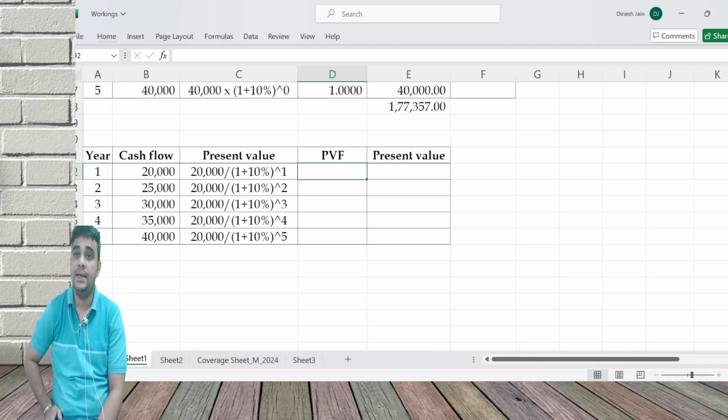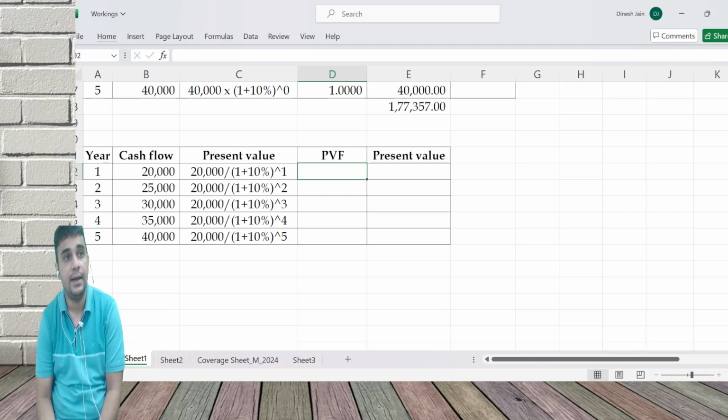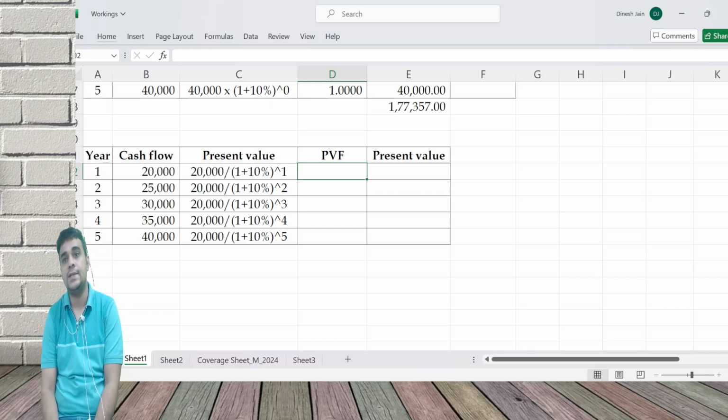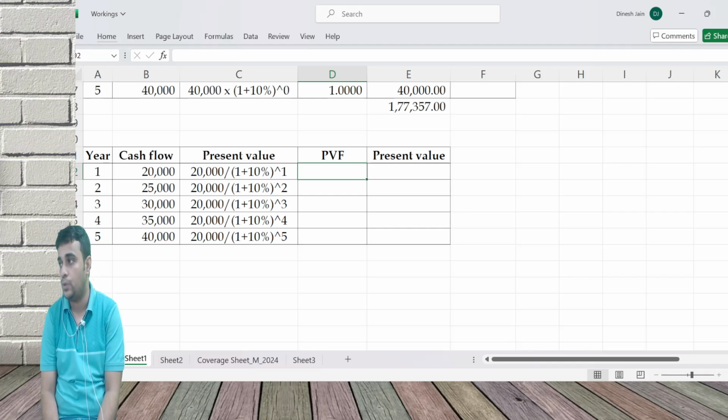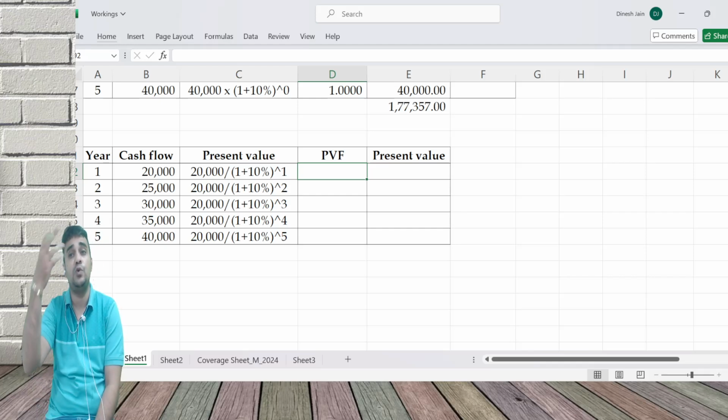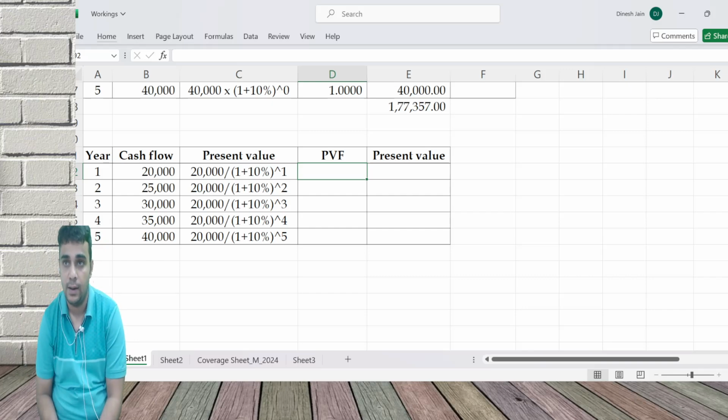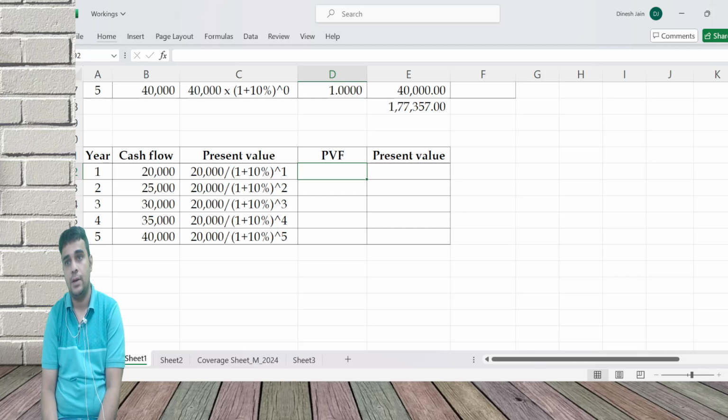I'm taking it back to today's value. Taking it back to today's value involves discounting. Taking it to a future period involves compounding. Any doubts on this? If there are doubts, let me know.